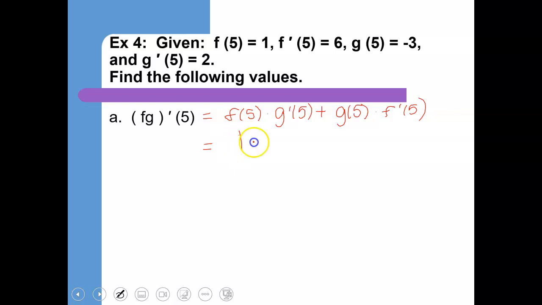F of 5 is 1. G prime 5 is 2. G of 5 is -3. And f prime of 5 is 6. So 1 times 2 is 2. -3 times 6 is -18. 2 minus 18 is -16.